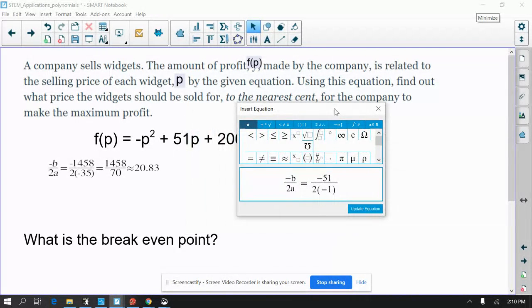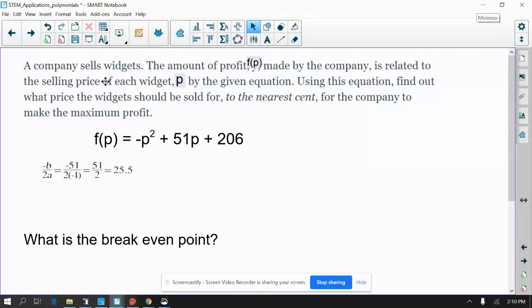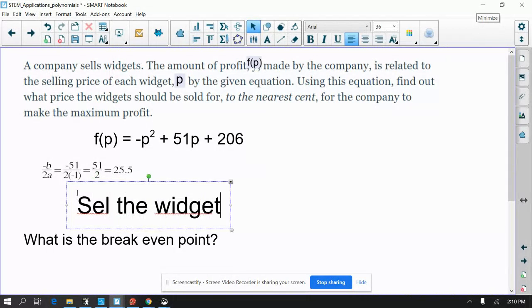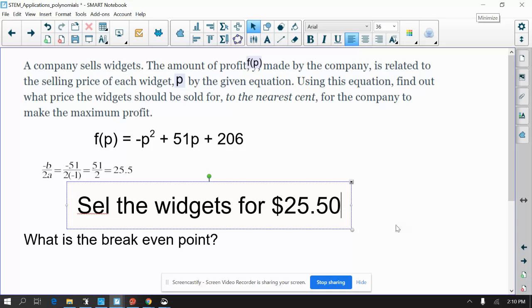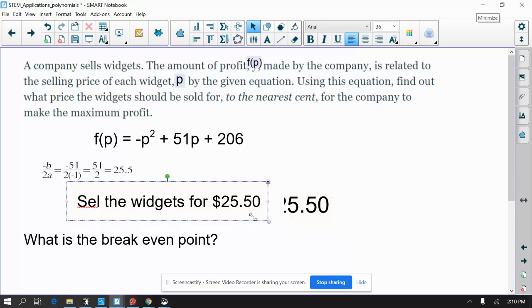So here I have my first setup. The opposite of b, so negative 51, divided by 2 times a. A is negative 1. Well, those negatives cancel out. So it's just 51 divided by 2, so that is 25.5. So these widgets should sell for exactly $25.50. Sell the widgets for $25.50. Round to the nearest cent, which I did.